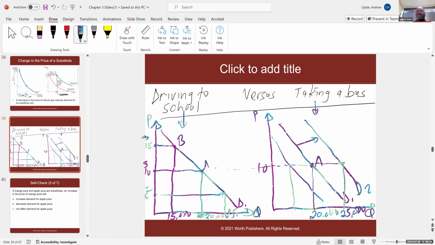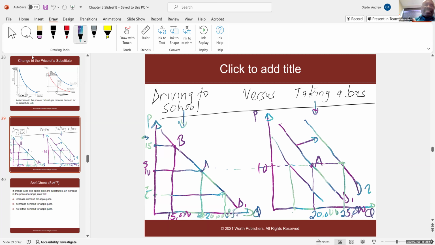So again, in summary, two goods are substitutes if an increase in the price of one leads to an increase in the demand for the second good, or if a decrease in the price of one good leads to a decrease in the demand for the second good. Then we say those two goods are what? Substitutes.